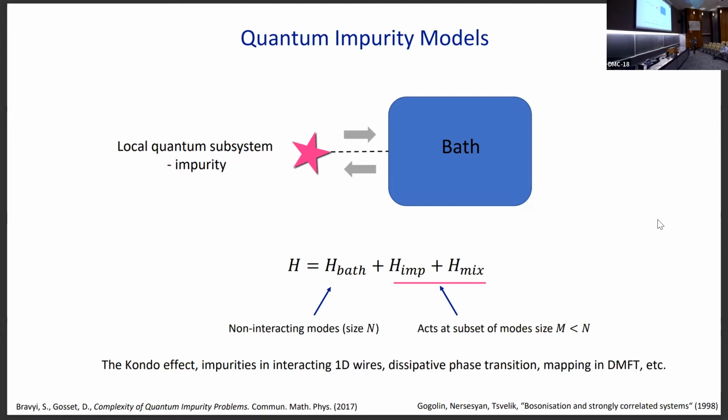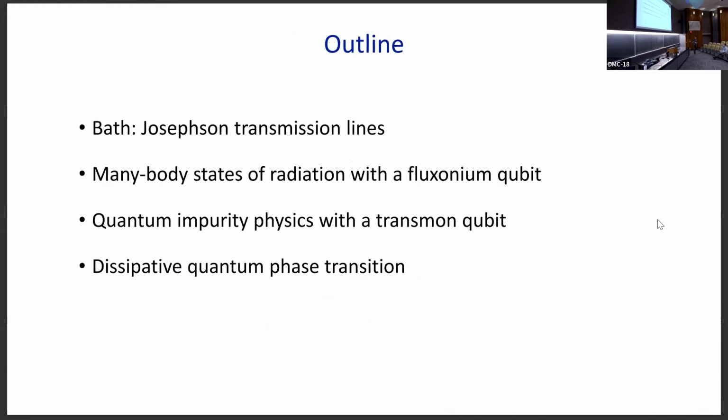So today I will talk about several such problems by actually changing this impurity and show you how things are different for different impurities. I will start by introducing the bath, which is made out of a metamaterial, which is called a Josephson transmission line. And then I will go through 3 examples. First one where we use a fluxonium qubit as an impurity. Second is a transmon qubit. And the other one is related to the previous one, a similar kind of circuit, but which shows a dissipative quantum phase transition.